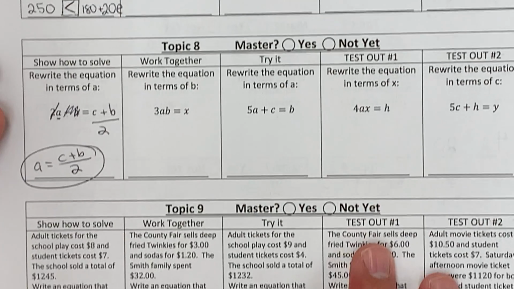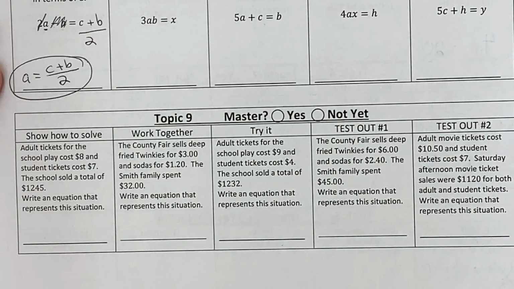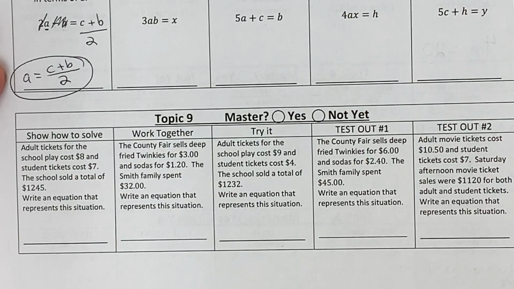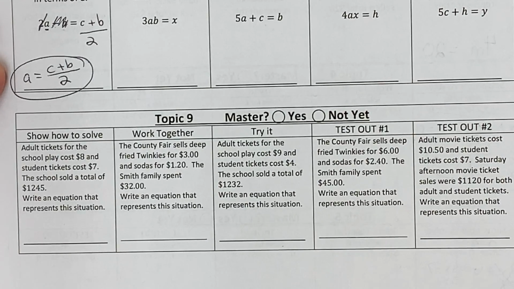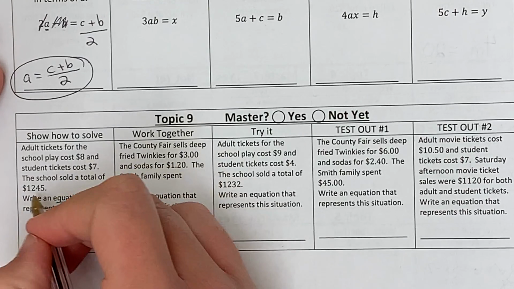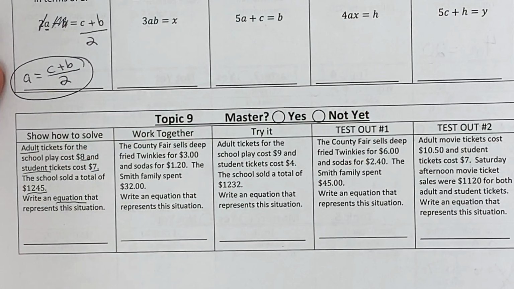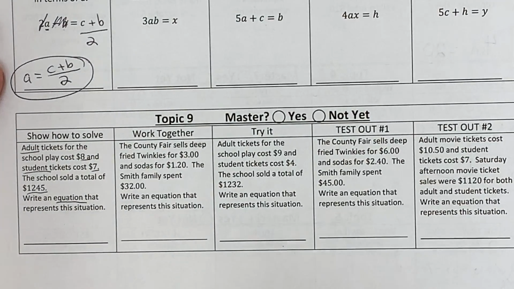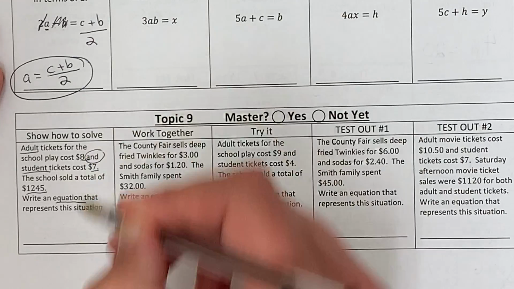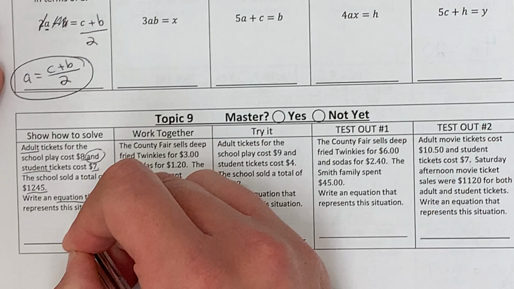All right, topic 9. Adult tickets for the school play cost $8 and student tickets cost $7. The school play sold a total of $12.45. Write an equation that represents the situation. So major words: equation, $12.45, 7 and 8, student tickets and adult tickets. So that's what I'm gonna underline. Oh, and let's not forget our "and" right there. So equation means equal sign. So we're gonna bring our equal sign down.